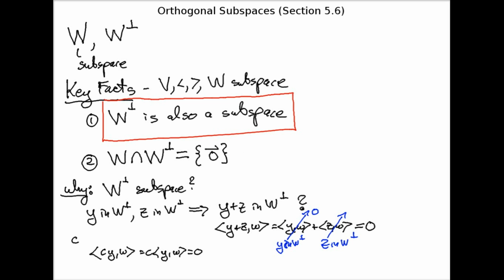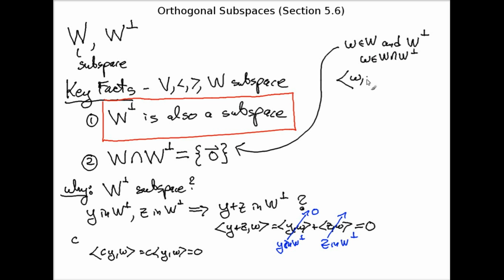And what about this second part? Why is the intersection just the 0 vector? Well, suppose w was in W, and it was also in W perp, which is to say it's in the intersection. Well, what is ⟨w, w⟩? Since w is in W, and this w is in W perp, I'm taking the inner product of a vector in W with a vector in W perp. And that must be 0. But of course, the only way that can be is if w is actually the 0 vector. So both of these are quite elementary.